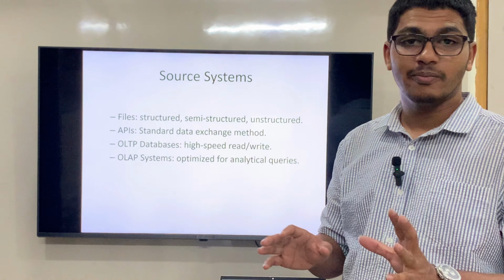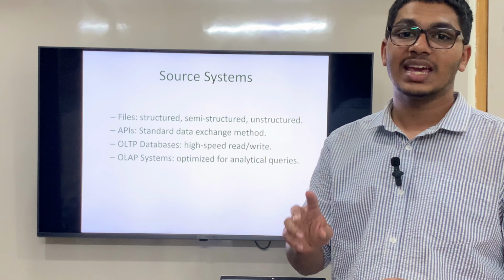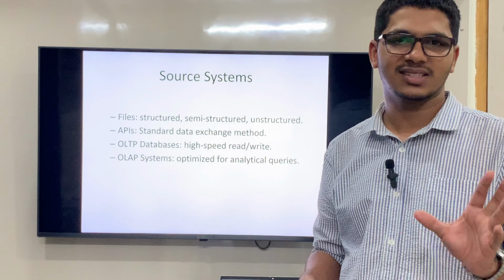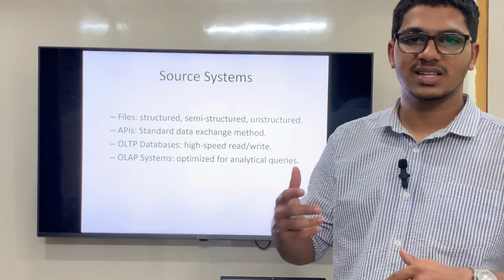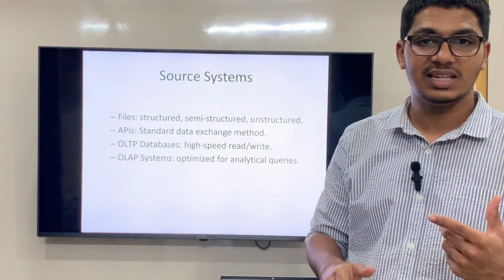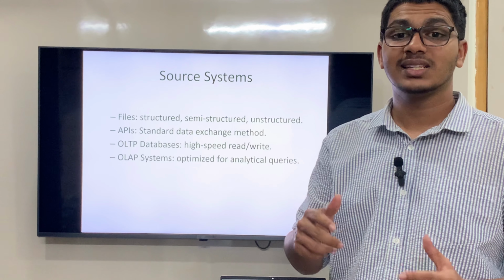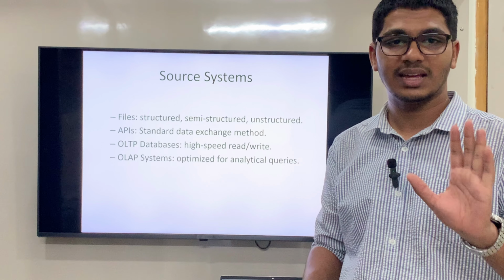Now, let's look at the main sources from which data is generated. The first is files. They can be structured like CSV and Excel, semi-structured like JSON or XML, or completely unstructured like text logs. Next, APIs. These are standardized interfaces that help different systems exchange data. APIs simplify the ingestion process for data engineers.